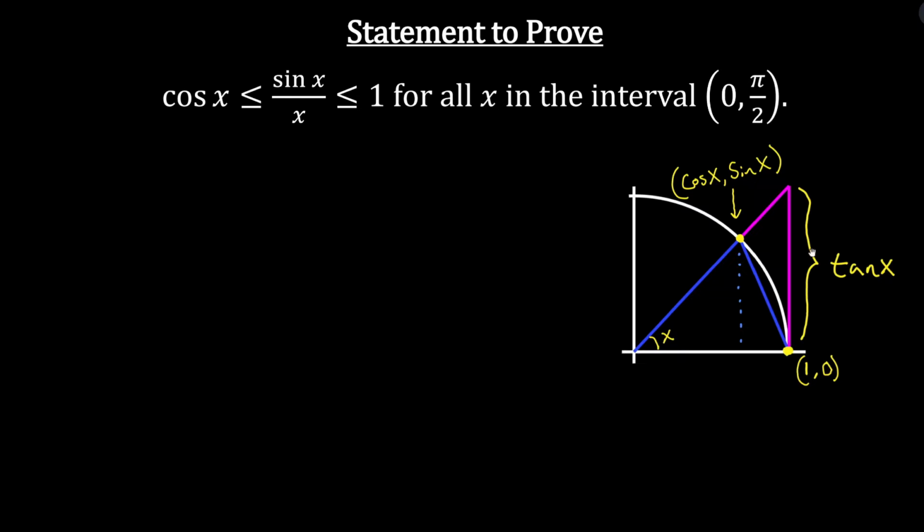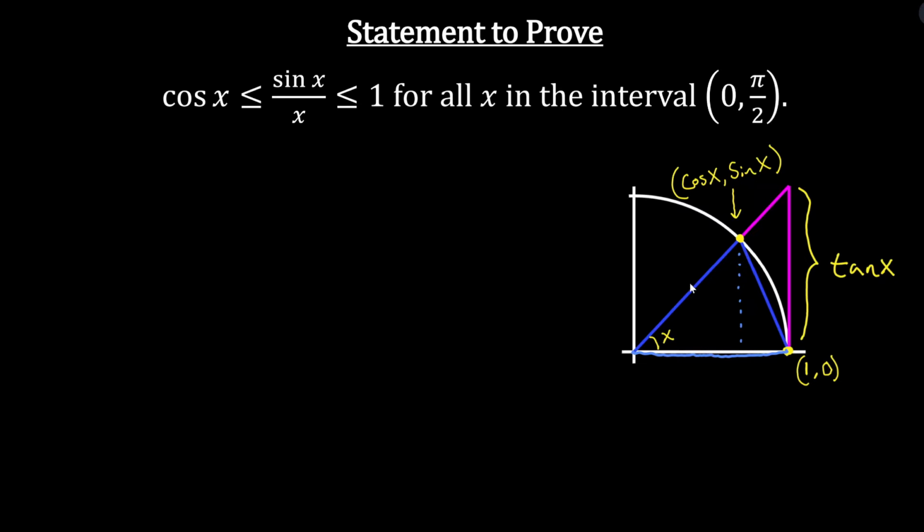This height being tangent of x, we're going to get to that here in a second. That's probably not obvious. It wasn't to me. And here's our argument. Let me just break it down. It's comparing the areas of three regions. First, we're going to look at the area of this blue triangle. I'm drawing the base right here. So this dotted line is the height.